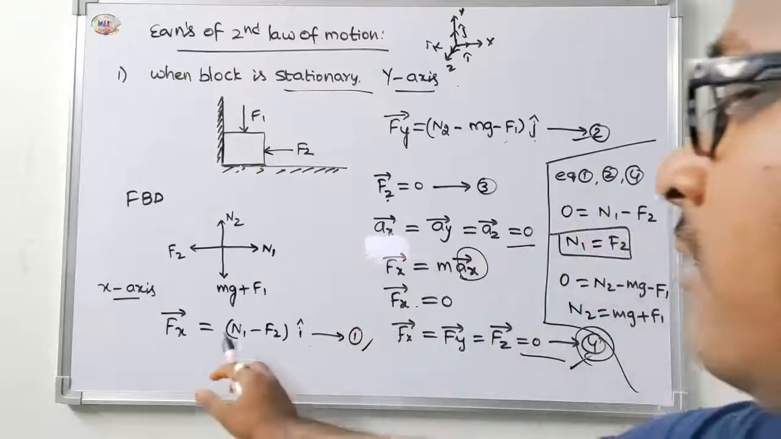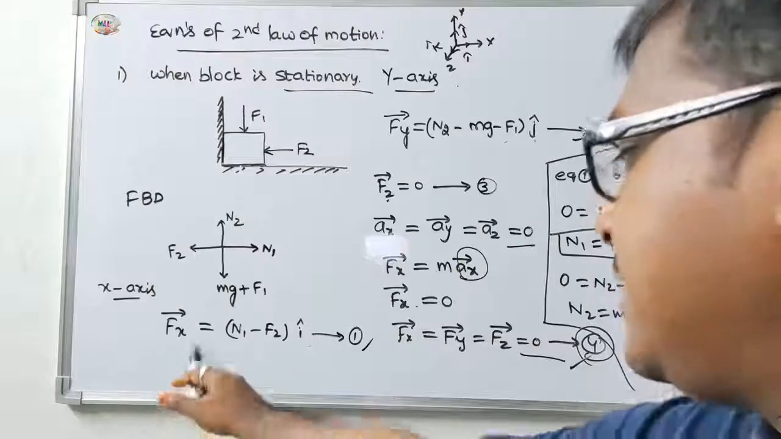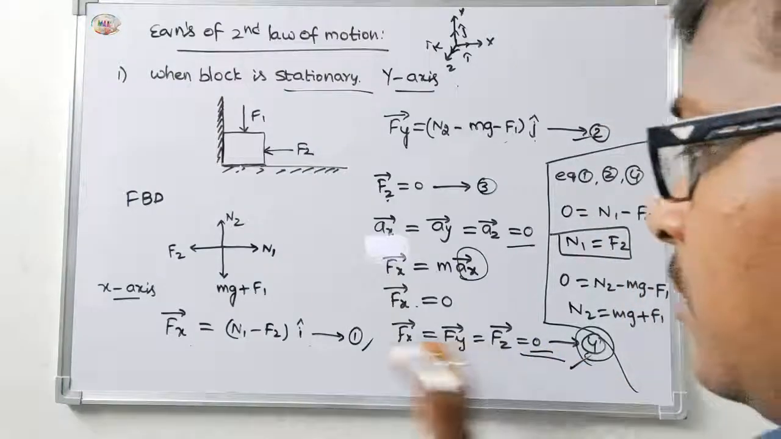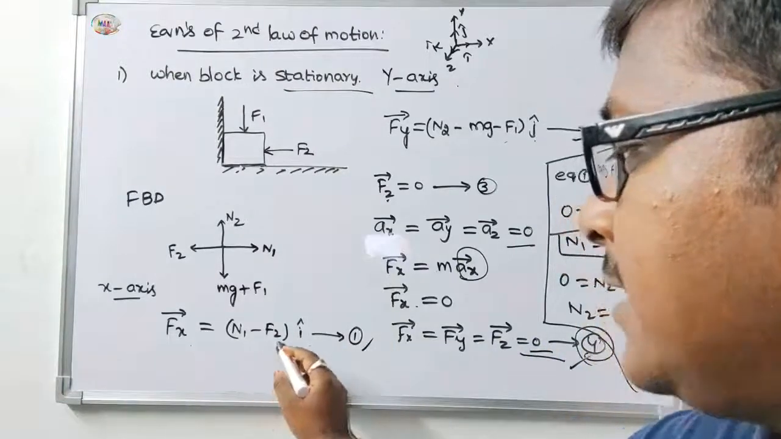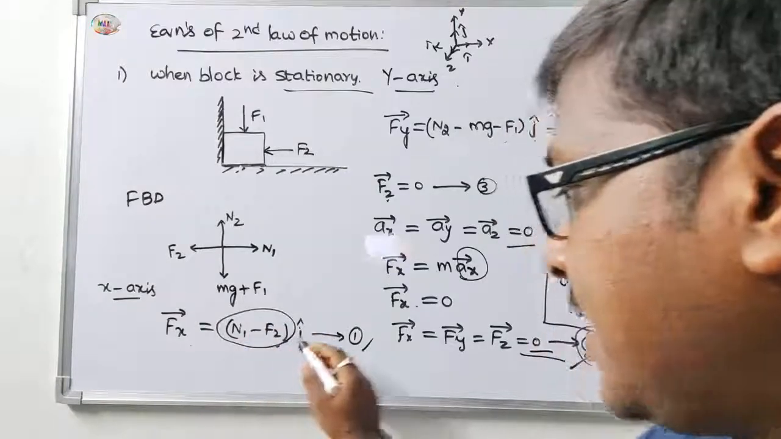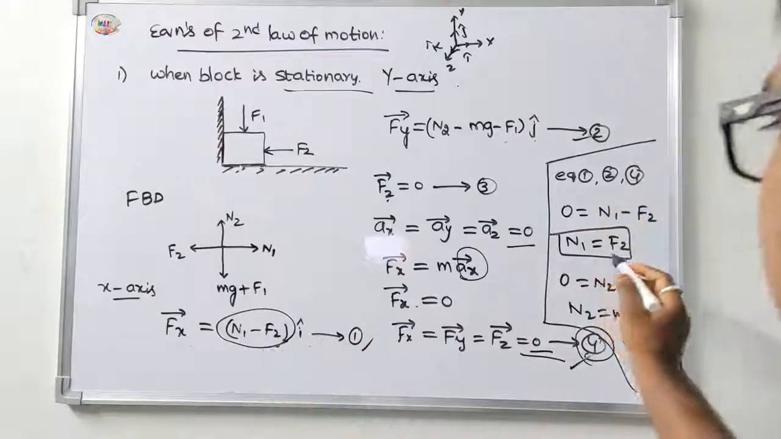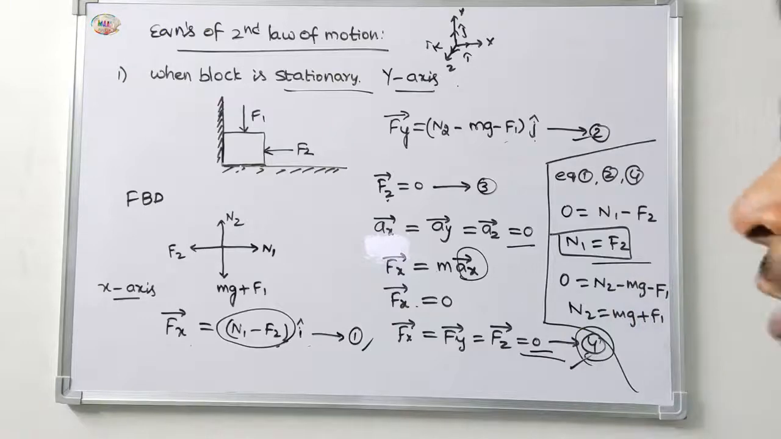Simplification: first, taking equation 1, Fx is 0. So 0 is equal to n1 minus f2. Then n1 is equal to f2.